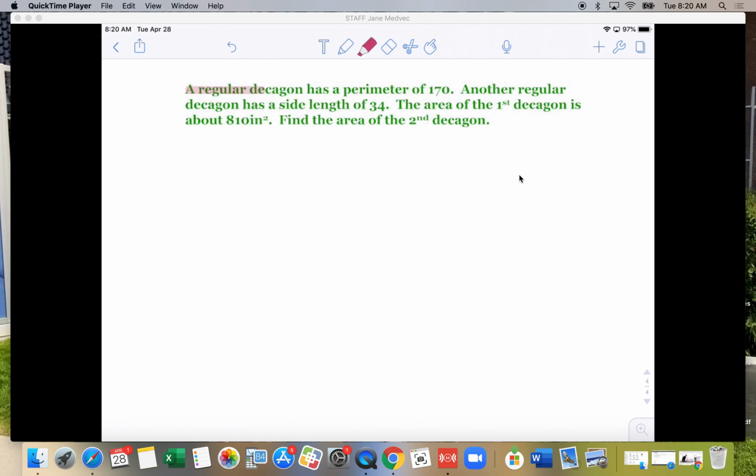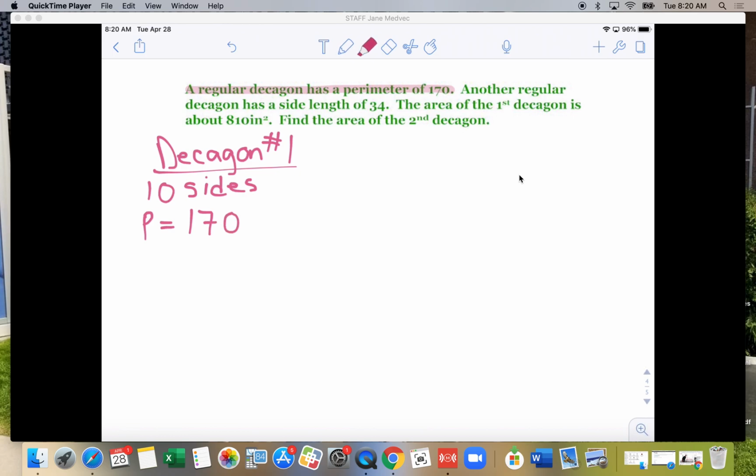You've got a regular decagon. It has the perimeter of 170. So I would write decagon 1. Okay, and because it's a decagon, I know that it has 10 sides. So just kind of FYI. Okay, I know it has the perimeter of 170.